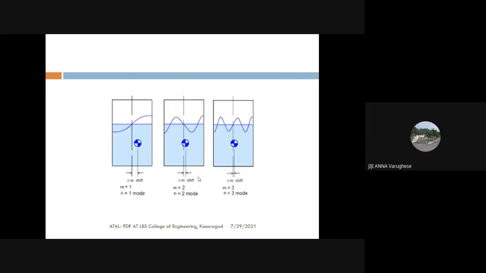And you can see the sloshing modes for the first mode, second mode, and third mode. This represents the first sloshing mode, this is the second mode, and this is the third mode. Greater energy is required to excite it in the higher modes, so usually we consider only the first mode effect in designing the water tank structure.